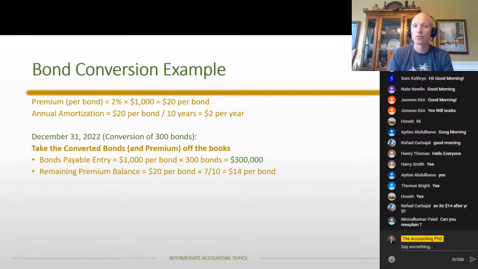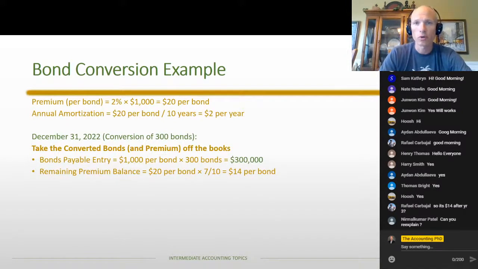Because now we're at the end of 2022, which means we've had 2020, which is 1 year, 2021, which is 2 years, and 2022, which is 3 years. And so we would have recorded the interest payments every year for 3 years. As part of that process, we would have been amortizing the bond premium.